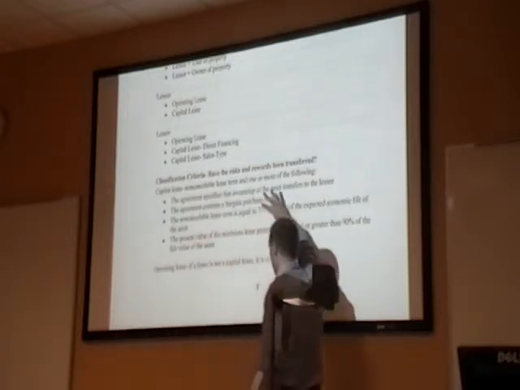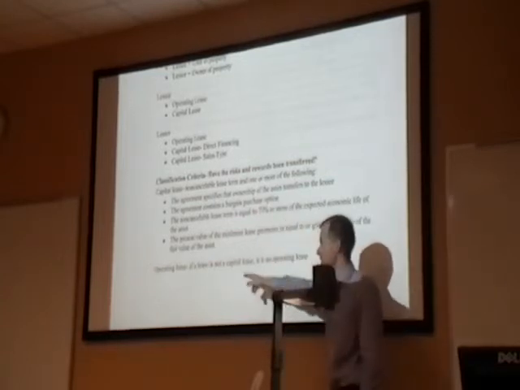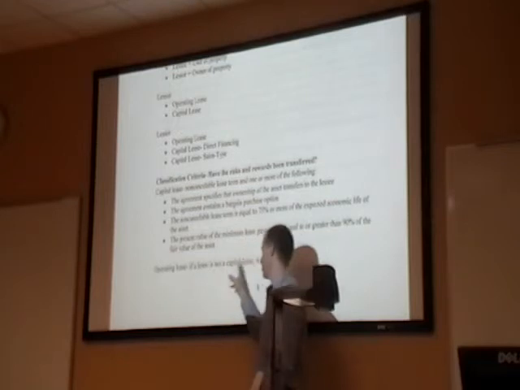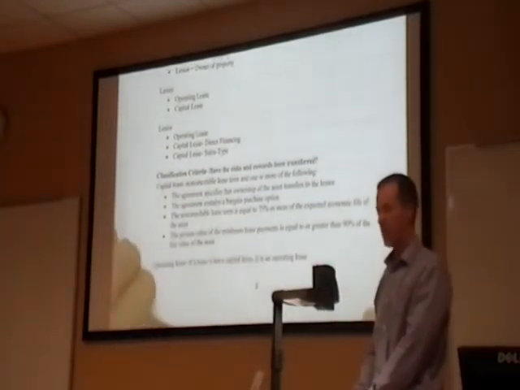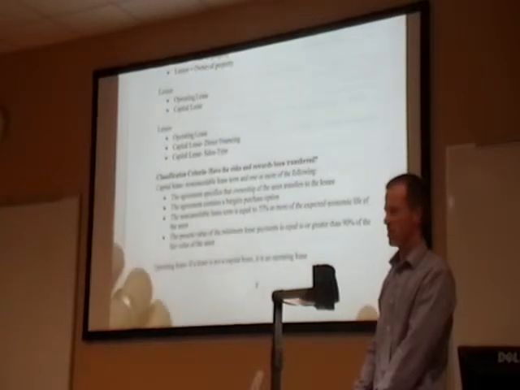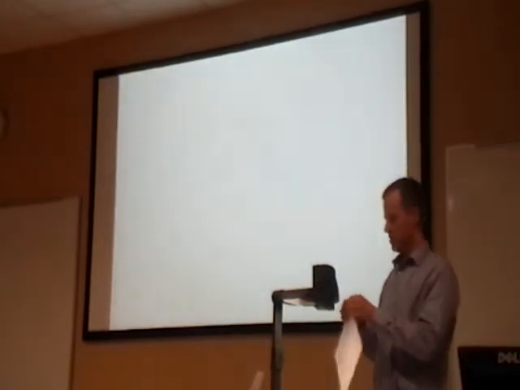And so if all four of these things are not true, it can be an operating lease. If any of these four things are true, it must be a capital lease. And then for an operating lease, if it's not a capital lease, then it must be an operating lease. That's all that's left. Any questions on that classification process? We're going to add one thing to it here on the next page.